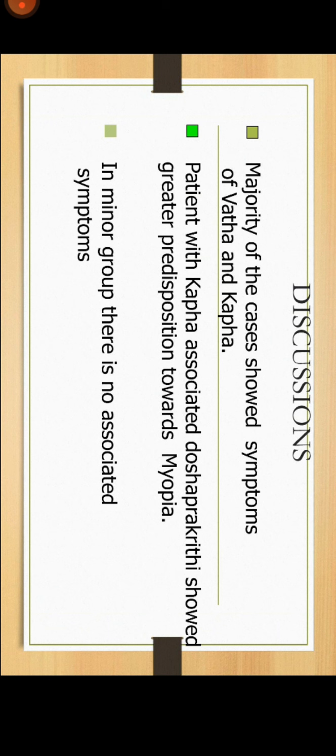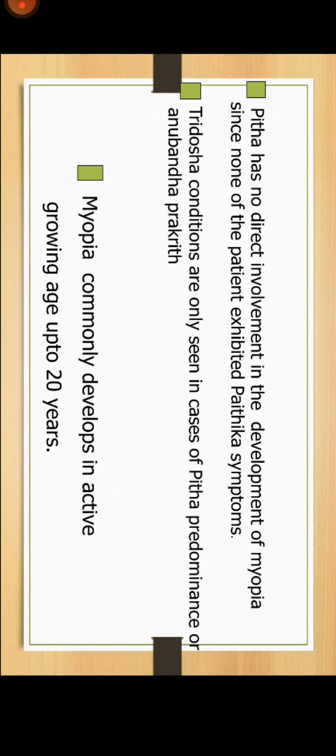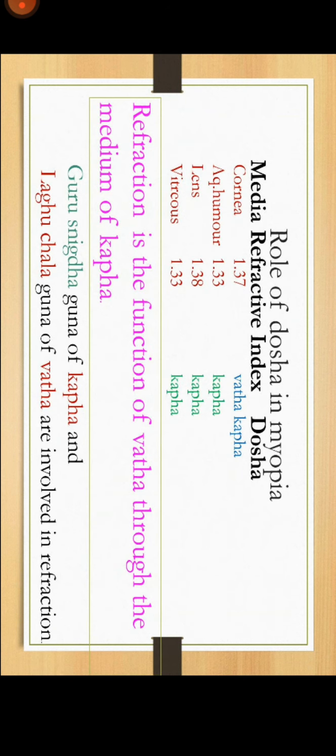Patients with Kapha associated dosha prakriti have a greater predisposition towards myopia. Kapha and Vata condition is most prone to myopia. In the minor group, there are no associated symptoms also. Pitta has no direct involvement in the development of myopia, since none of the patients exhibited Pitta symptoms. But Tridosha conditions are seen only in case of Pitta predominant, Pittanubandha prakriti also. Myopia is commonly developed in the active growing age, up to 20 years.